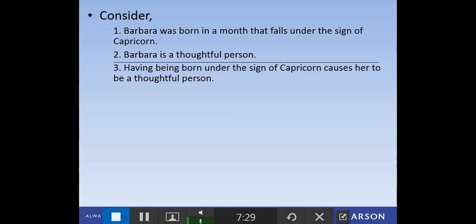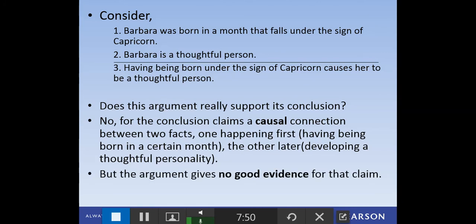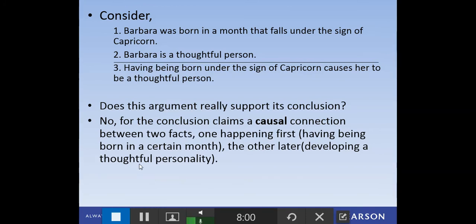So Barbara was born in a month that falls under the sign of Capricorn. Barbara is a thoughtful person. Therefore, being born under the sign of Capricorn causes her to be a thoughtful person. So this is an argument that's being made here, but does it really support its conclusion? No, because there's just a causal connection. One happening first, being born in a month, and the other developing as a thoughtful person, really don't tie together, and there's no good evidence for that claim. So we want to make sure, again, that it's a rationally acceptable argument as we move forward with it.